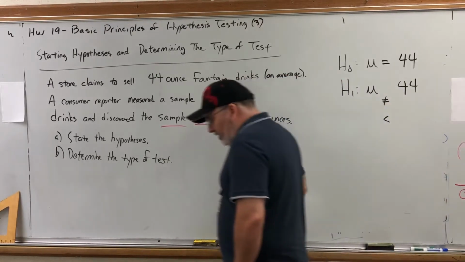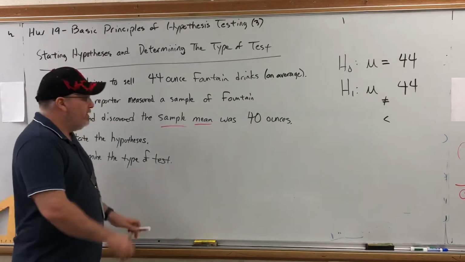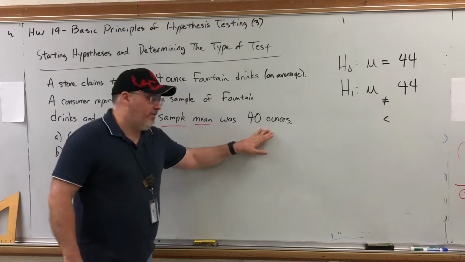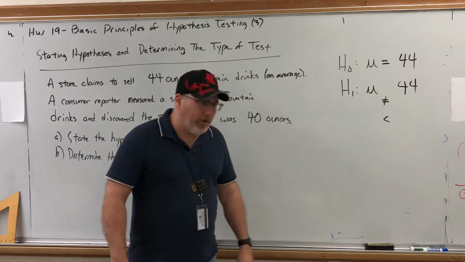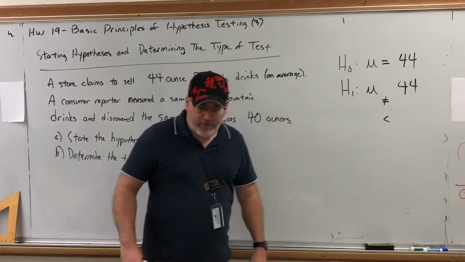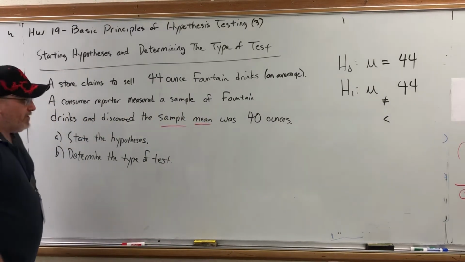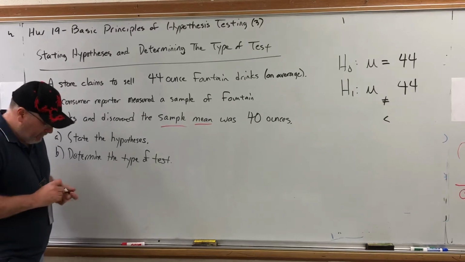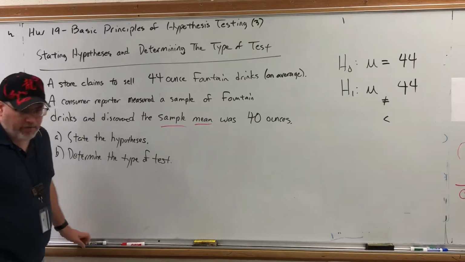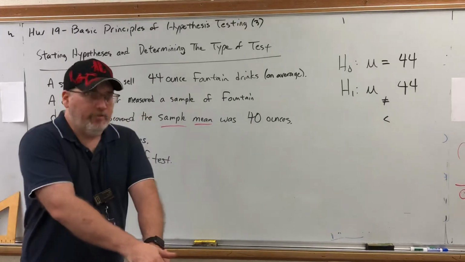So which one is correct? Technically speaking, both of them could be correct, because this sample provides evidence that the mean's not 44, and it also provides evidence that the mean is less than 44. But sometimes you have to think about the context. If I'm a consumer reporter, I'm probably going to a place to catch them doing something wrong to the public.